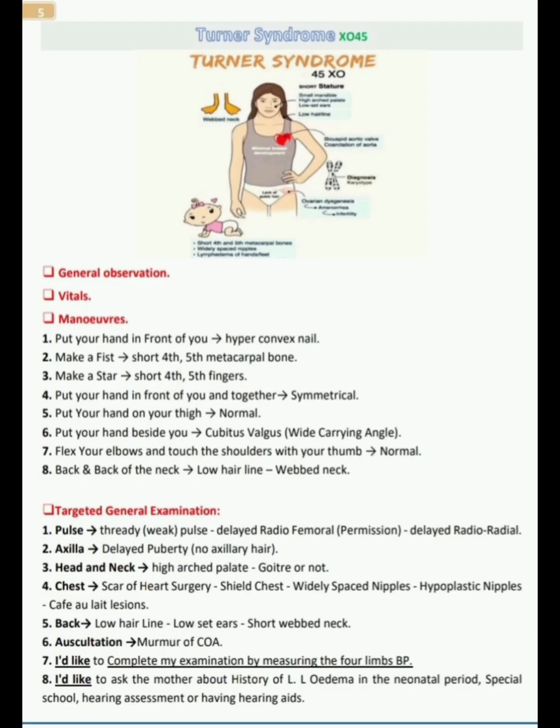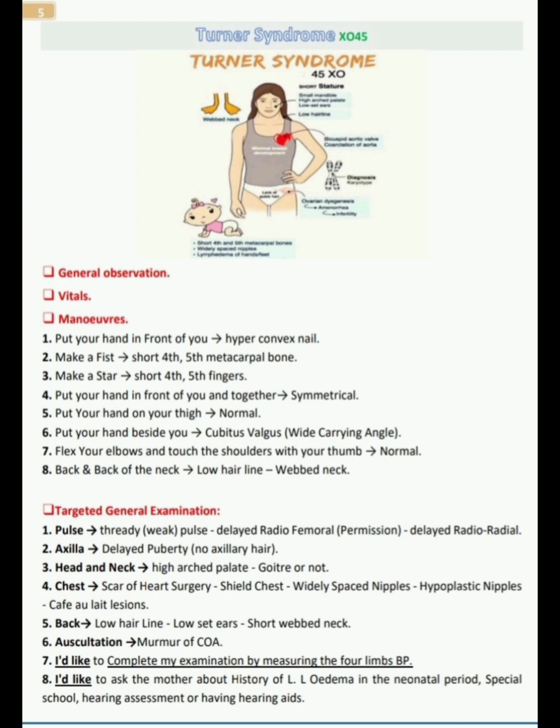When we enter the exam hall, on general observation we find a short girl. Then the vital maneuvers. What are the maneuvers? Number 1, put your hand in front of you: hyperconvex nail. Number 2, make a fist: there are short fourth and fifth metacarpal bones. Number 3, make a star: short fourth and fifth fingers.